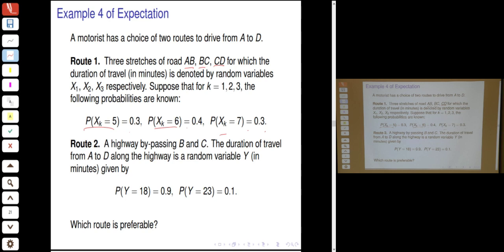The other way is to take a highway bypassing B and C. It is directly a highway between A and D, and of course, it is going to be longer than the individual stretches, but in totality it can be 18 or 23 with certain probabilities 0.9 and 0.1. So, the question is whether he should take the highway or whether he should go through the little roads in the three stretches.